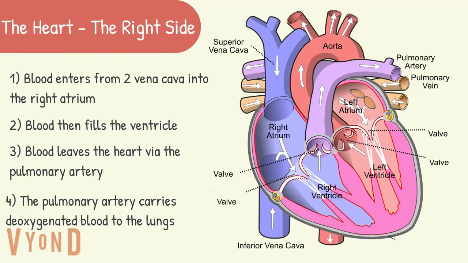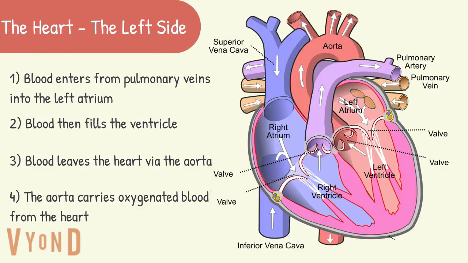On the right side of the heart, deoxygenated blood enters from 2 vena cava into the right atrium. It fills the atrium with blood, then fills the ventricle below. The blood then leaves the heart through the pulmonary artery, which carries deoxygenated blood to the lungs.